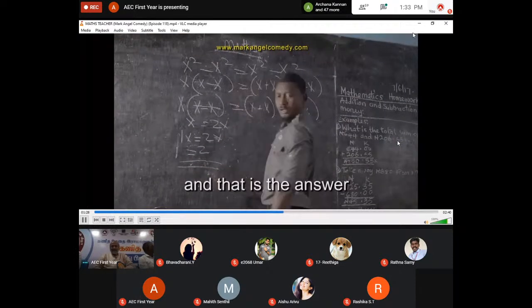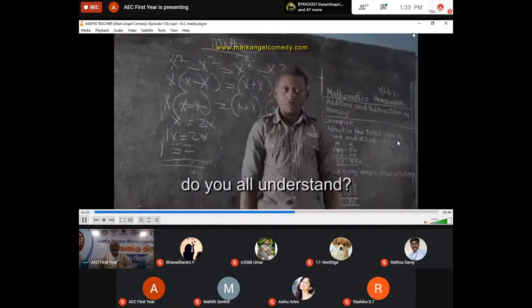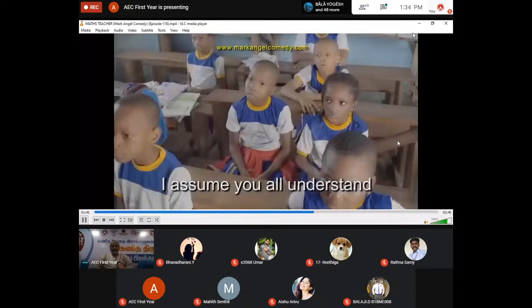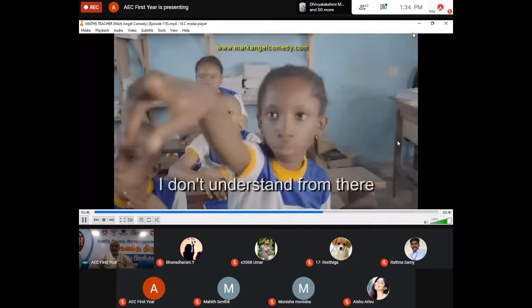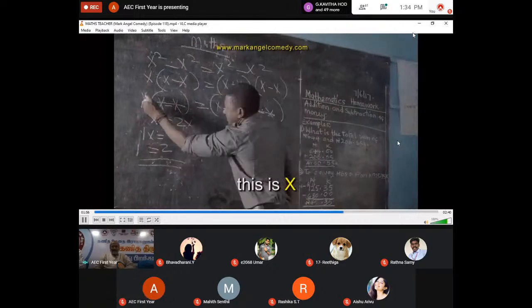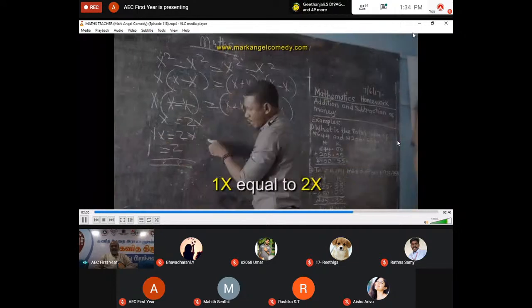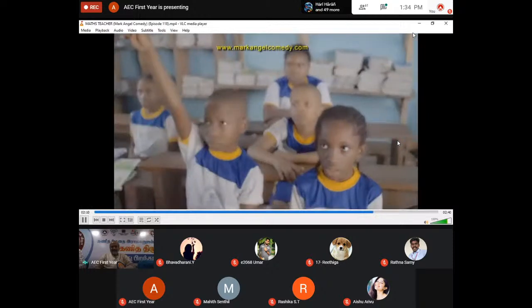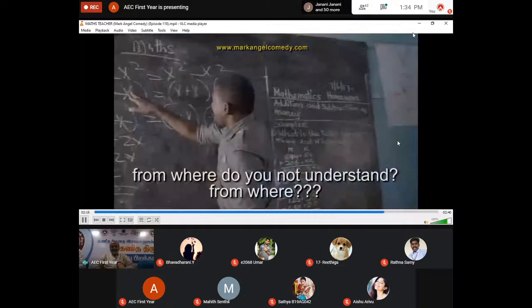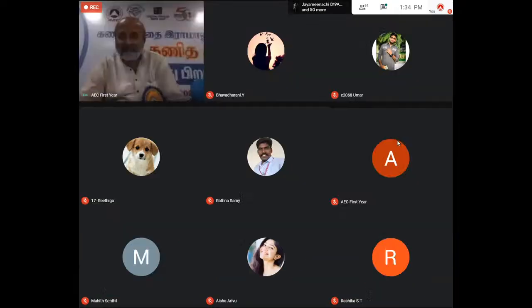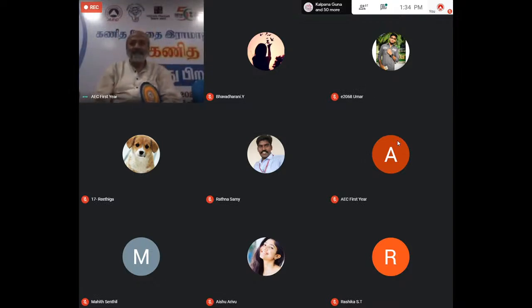And that is the answer. Do you all understand? I assume you all understand. I don't understand from here. From where? From the beginning. What don't you understand here? This is X. X has cancelled X, and X has cancelled X. 1X equals 2X, and 1 is equal to 2. So what don't you understand? I understand. Sit down. Okay, I don't understand. From where don't you understand? From the last thing. What about my presentation? Which slide, sir? I have to present. I have to talk. No presentation.